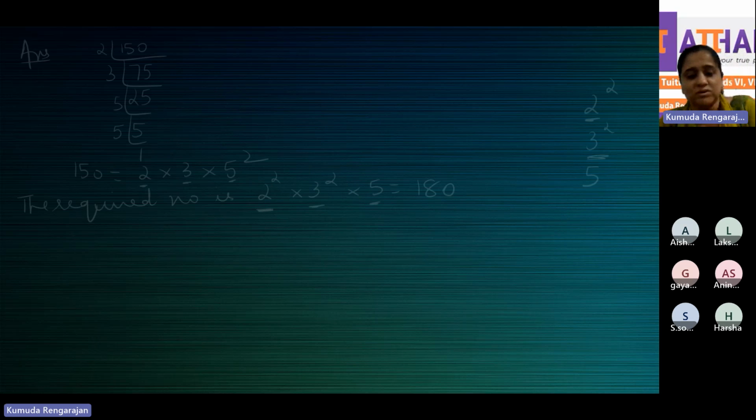Find the sum of the digits in the odd and even places. 2, 6, what was the number? 2, 6.